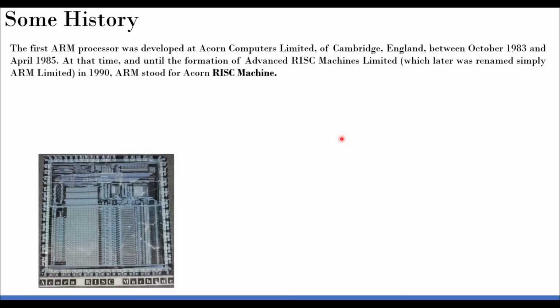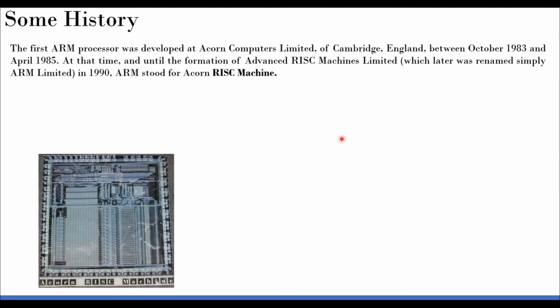Now let's look at some history of ARM, which is very important. The first ARM processor was developed by a company named Acorn Computers Limited. Nobody might have heard about it. It is out of Cambridge in England, and way back in 1983 to 1985 is when they became popular. That was until the formation of Advanced RISC Machines Limited, which is the modern-day naming of ARM. RISC is nothing but reduced instruction set computers, because their focus is on reduced instruction sets. We'll come to what that is, you are not aware of it yet.